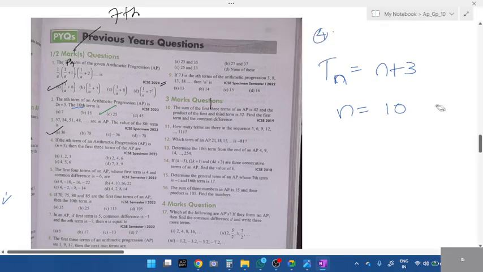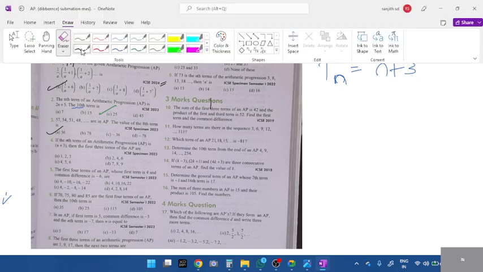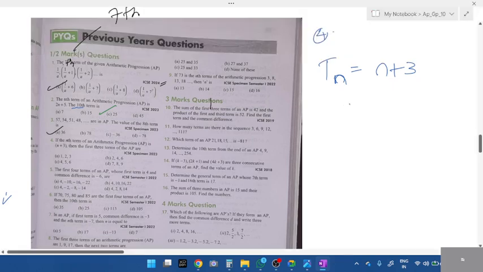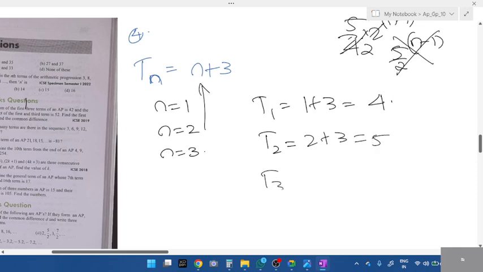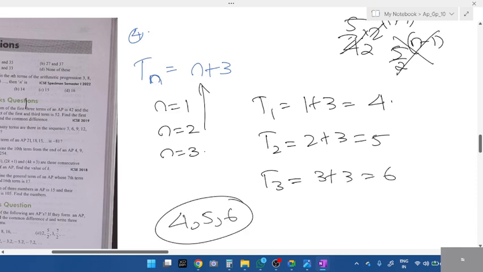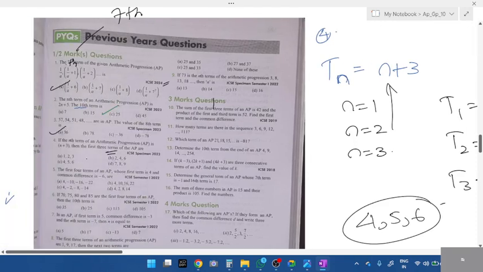But not that way, student. What did they ask us to find here? The first three terms. So what are the first three terms? For n you have to take 1, the second term 2, and the third term 3. Then substitute. T of 1 is equal to 1 plus 3. What's the answer? 4. Substitute 2. T of 2 is equal to 2 plus 3. You get 5. T of 3 is equal to 3 plus 3. You get 6. The answer is 4, 5, 6. Wait, before writing this, first go through the question. See what equation I have written.